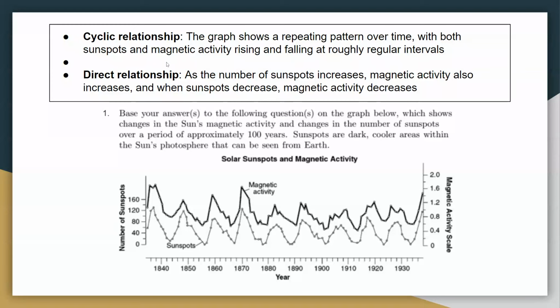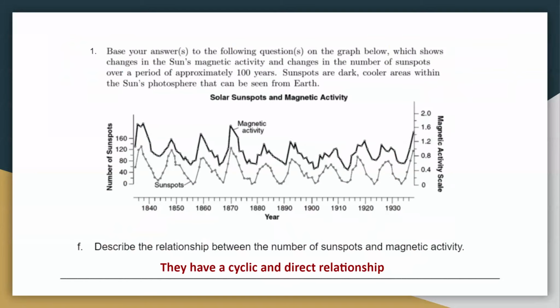There's another type of relationship that you might notice. Whenever the magnetic activity is going up, the sunspots are going up with it. Whenever it's going down, the sunspots are going down with it. That's a direct relationship. Direct relationships are when one variable increases, the other one also increases, and when one variable decreases, the other one also decreases. So they must also have a direct relationship, which means for my answer, I can say they both have a cyclic relationship as well as a direct relationship. It's more complex than just one type of relationship. And that's it.